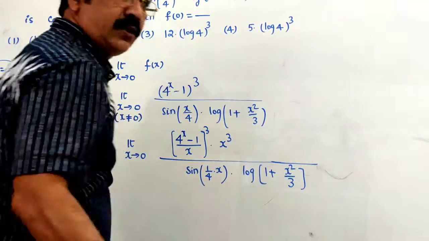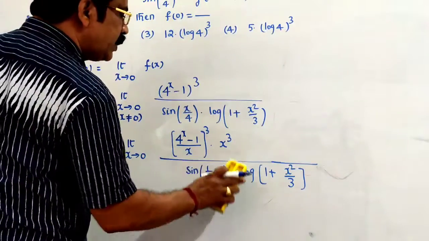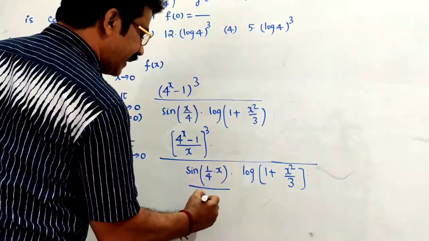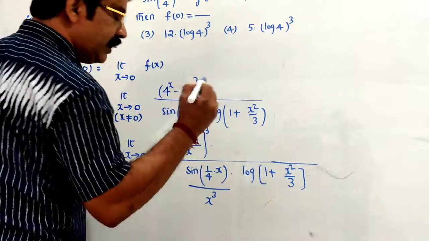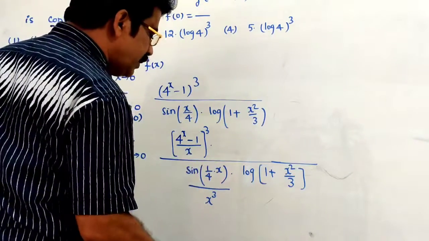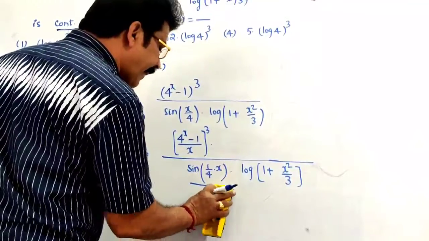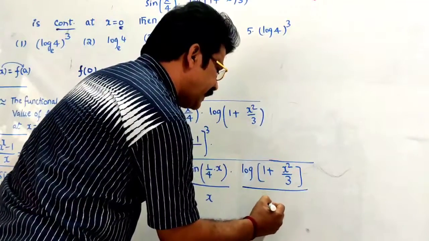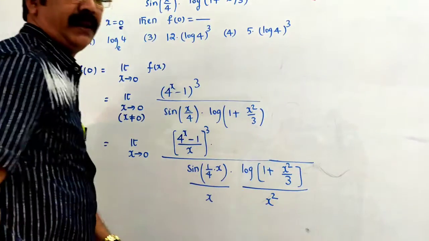You come here. This x cubed can be written like that. Understand? Later, this x cubed is written as x into, like that, whole divided by x square.